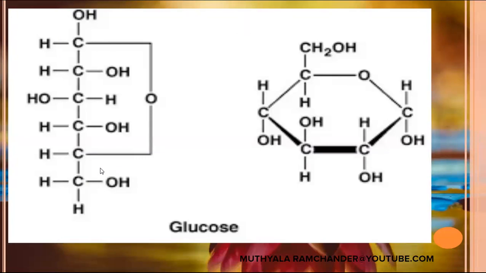Glucose is an asymmetric or chiral compound because it contains asymmetric carbons. See, these are the asymmetric carbons: second carbon, third carbon, fourth carbon, fifth carbon. These carbons are called asymmetric carbons. So this is the straight chain structure of glucose and this is the ring-like structure of glucose.